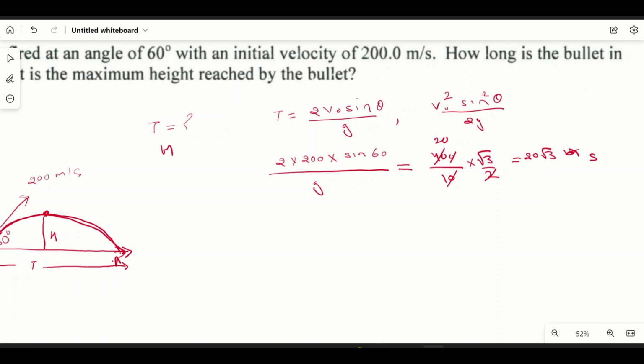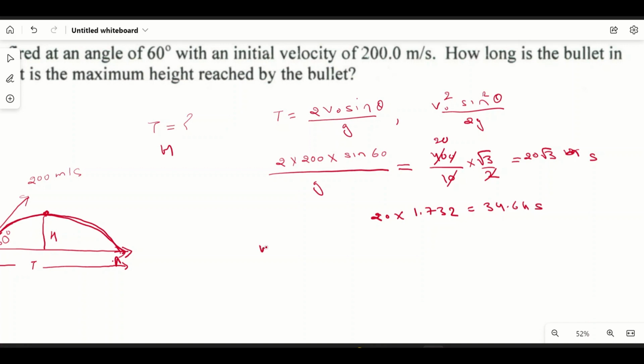If you see from the calculator, root 3 is equal to 1.732. So 20 into 1.732 is 34.64 seconds. Now we have to find the maximum height.